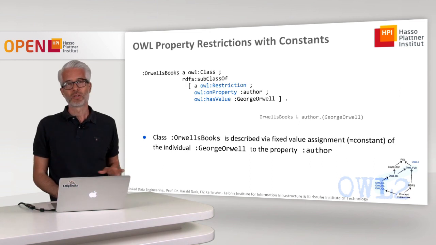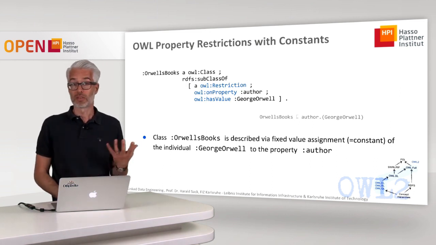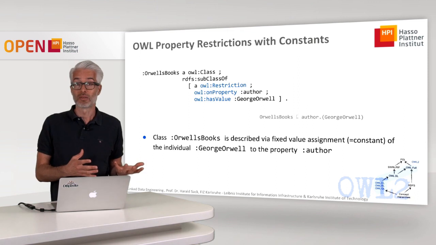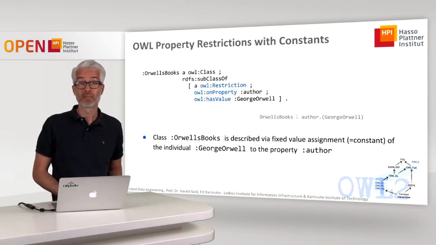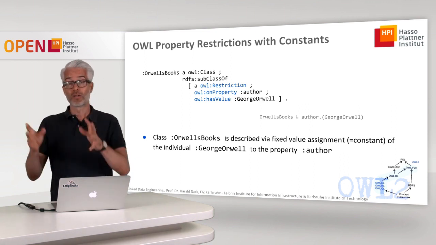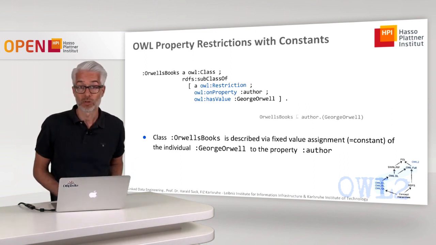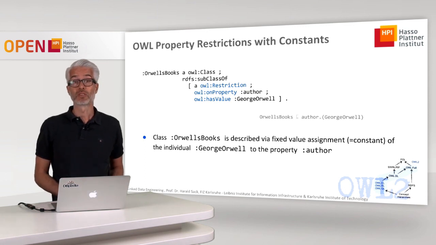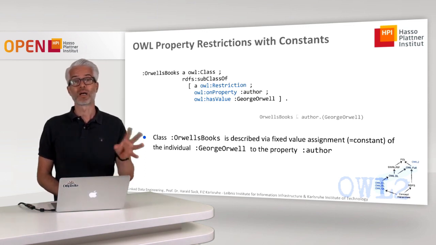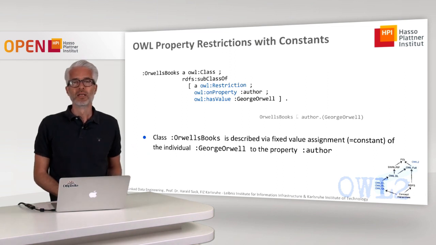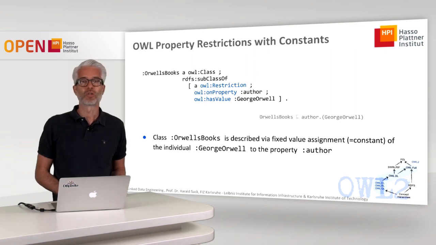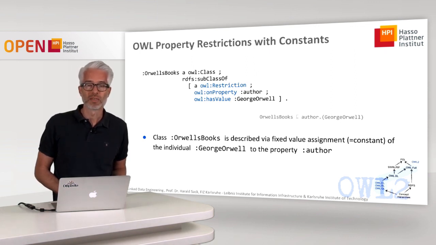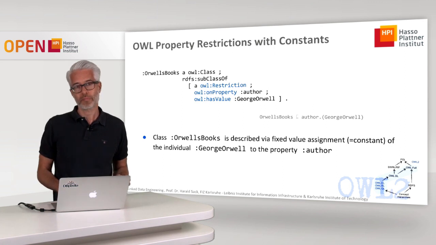These value restrictions, of course, also work with data type restrictions, data type properties. So if author would not be an object property but a data type property, then OWL has value would also have a literal as object here, in which you can restrict this thing. So what you do here, you describe the class Orwell's books via a fixed value assignment or constant assignment of the individual George Orwell to the property author. And this defines Orwell's books.